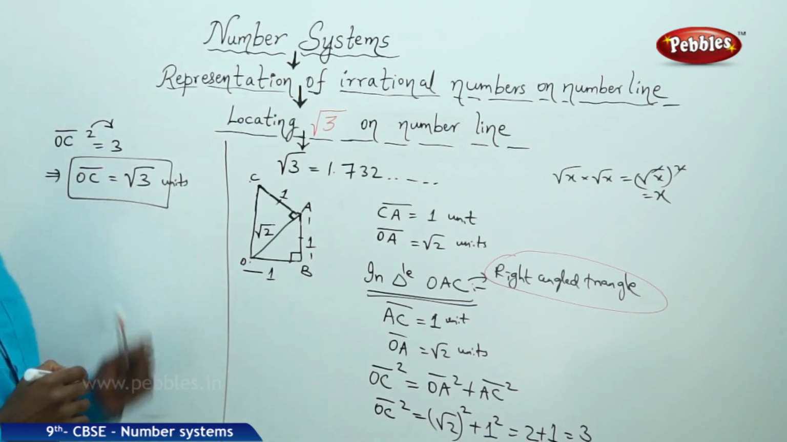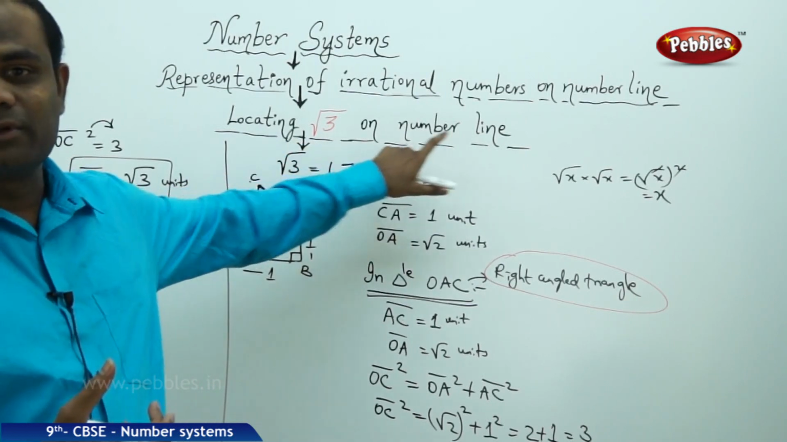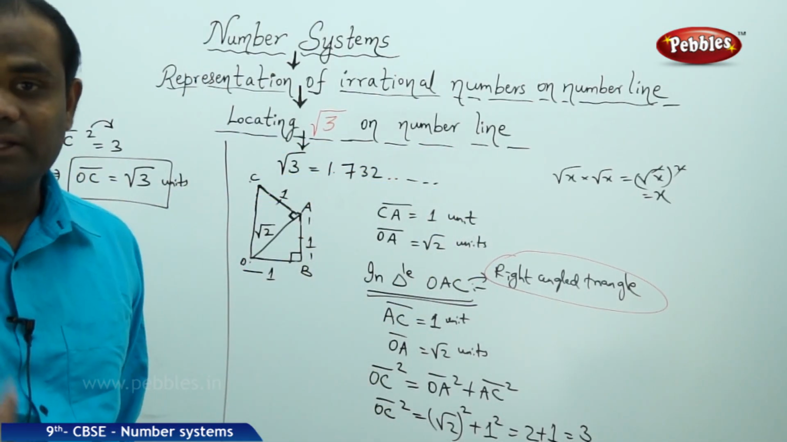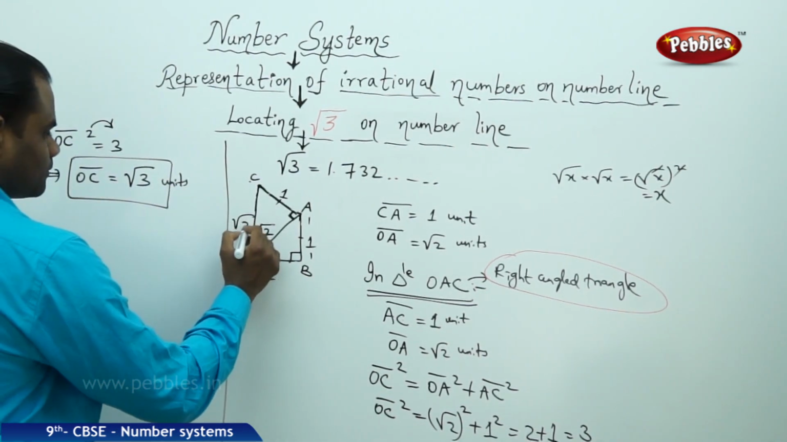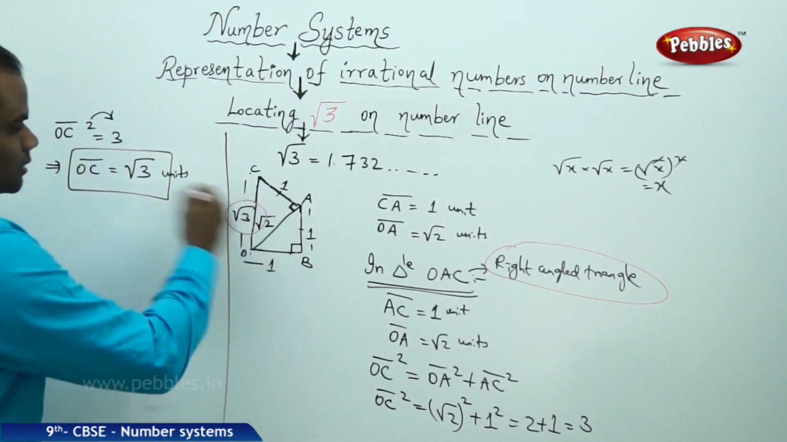So this is how I get the dimension of OC. To locate root 3 on the number line, we use this geometrical concept of the triangle, and finally we get the distance OC, which is root 3 units. And this is how we locate this on the number line.